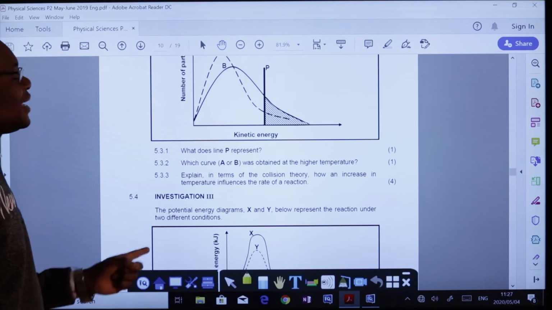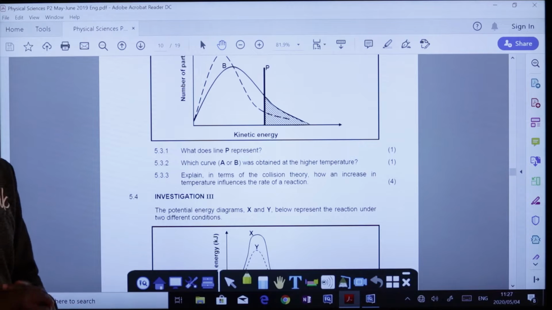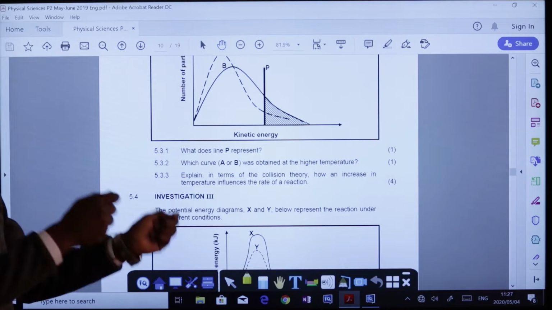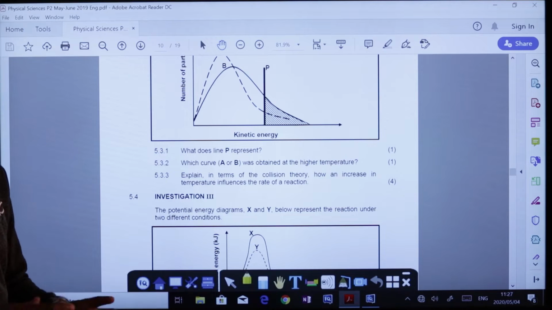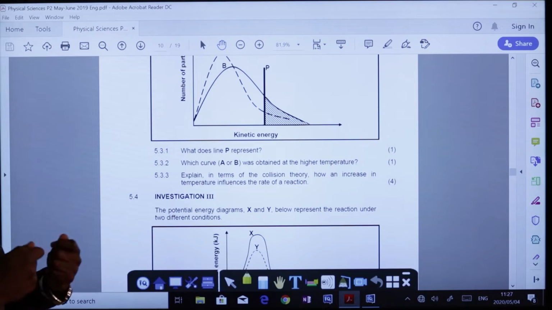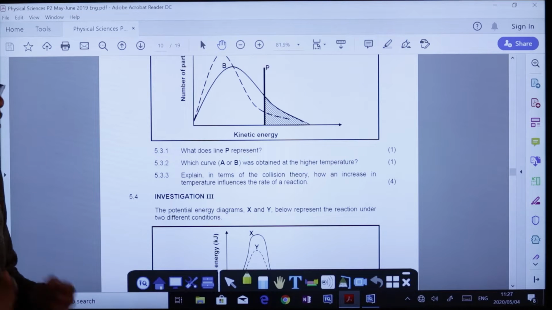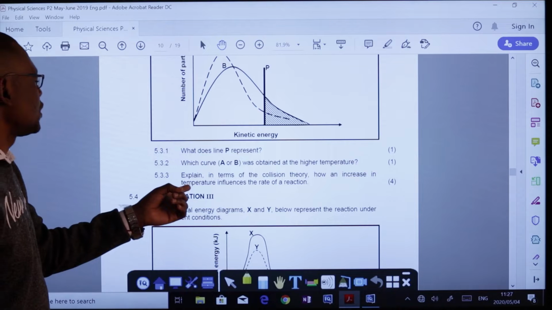So we are saying an increase in temperature increases the kinetic energy of the molecules. What is kinetic energy? It is the energy we use to make molecules move around. So the more energy they have, the more random and the faster they move around. So what does that have to do with temperature?